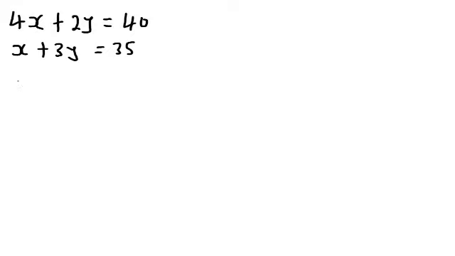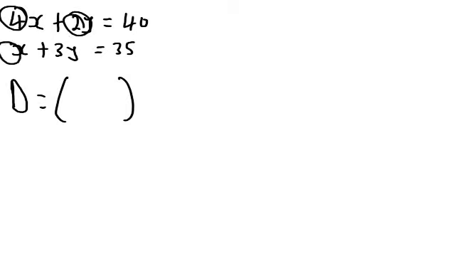The goal is to form the coefficient matrix first. So I'm going to denote that matrix with D, typically uppercase D. So what will be its elements? Well, just focus on the coefficients of those variables present in that system of equations. You notice that we have 4, 2, 1, and 3. So therefore, D will consist of 4, 2, 1, and 3. Please, in that order. The order is very, very important.